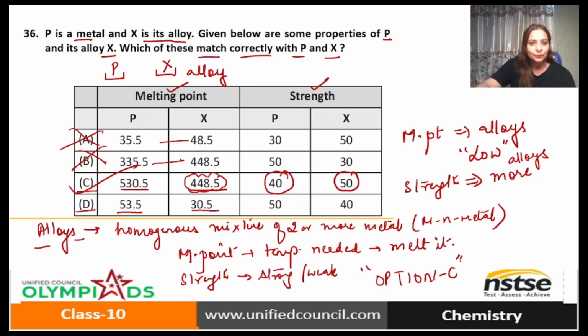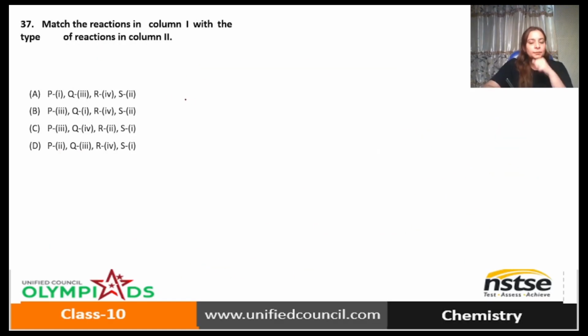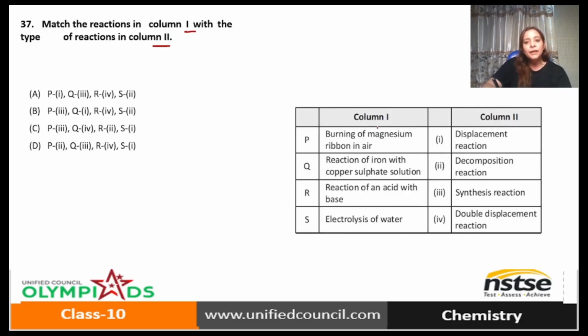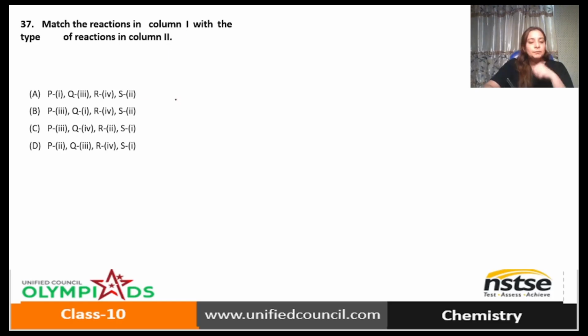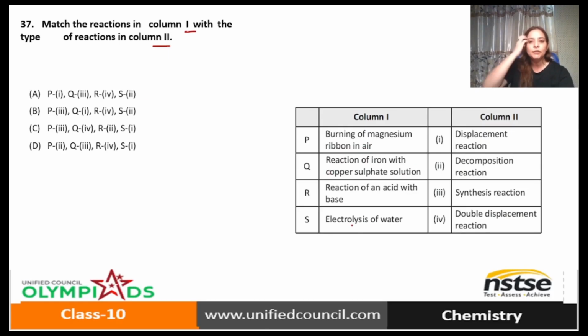Option C. Next question. Match the reactions in column 1 with the type of reactions in column 2. So here we have column 1 and column 2. So PQRS, in which P is burning of magnesium ribbon in air. Q says reaction of iron with copper sulfate solution, reaction of an acid with base and electrolysis of water. Now let me tell you about all these reactions, and in column 2 you can see that displacement, decomposition, synthesis and double displacement.